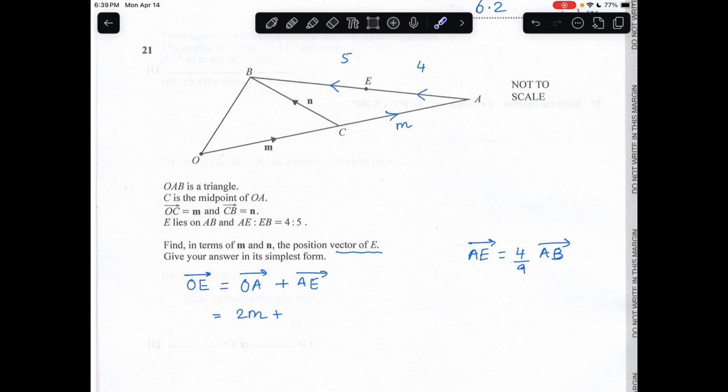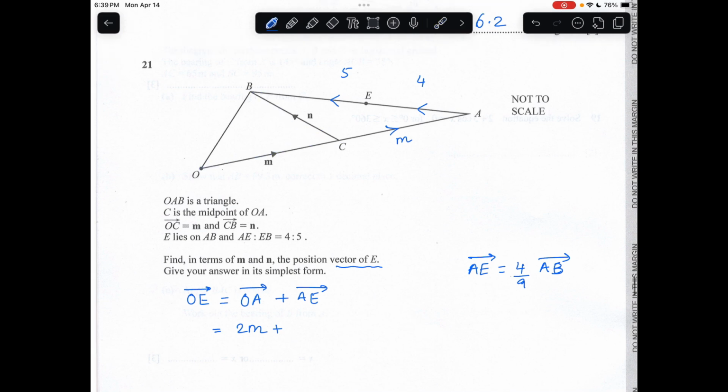So AB is going to be minus M plus N. So what is CB? Oh, okay. We don't know what is OB. All right. So let us work out what is OB first. OB is going to be M plus N, right? Can I just write it over here? OB is going to be M plus N, right? Now we need AB.